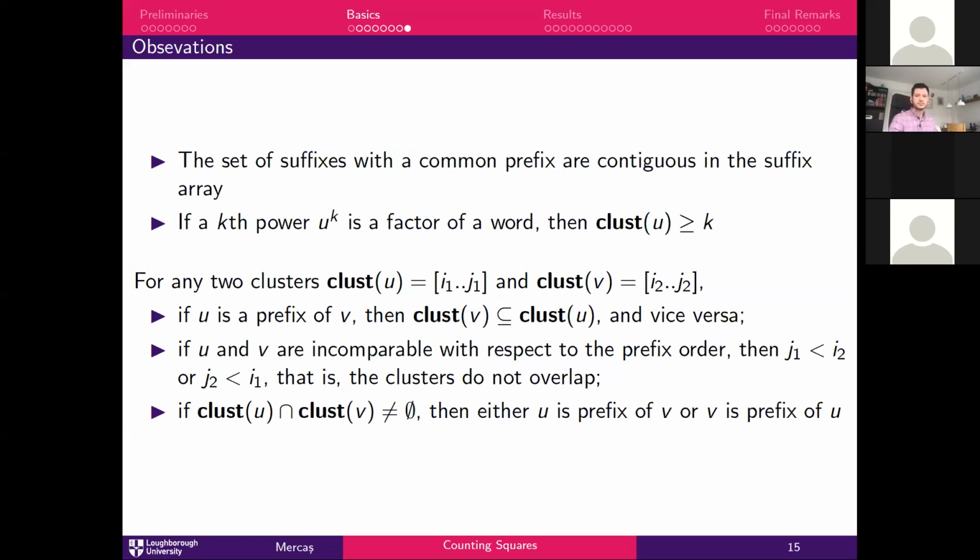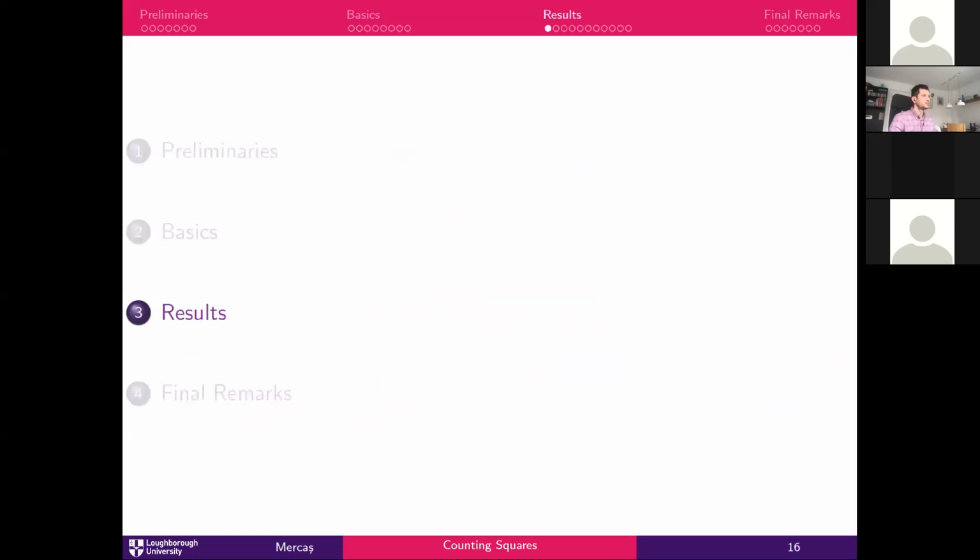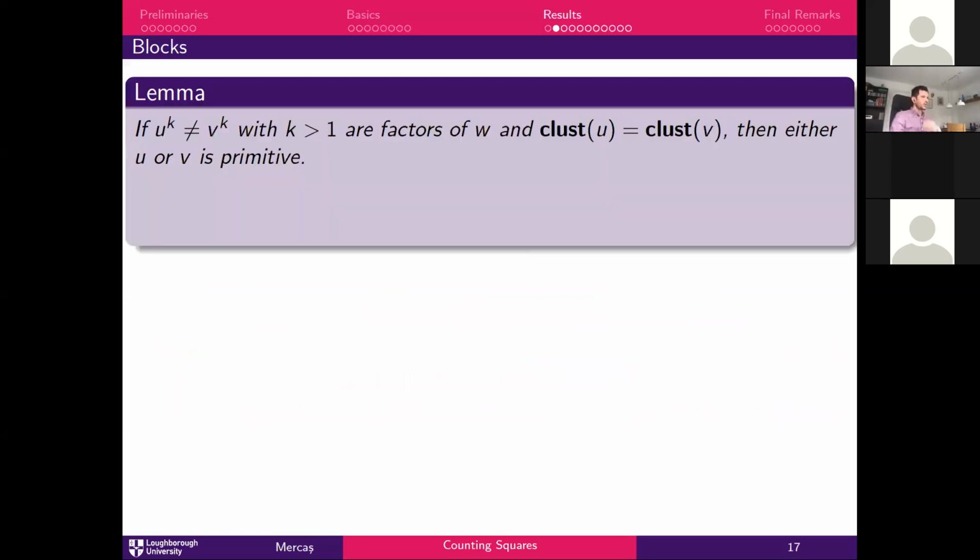Okay? So we have some really nice properties of clusters from this point of view. Good. So let's go into the results. The first of the results says that if you have 2 powers and the clusters of them are equal, then either one or the other of the roots is primitive. This is quite easy to show.